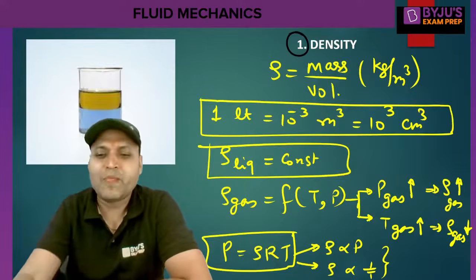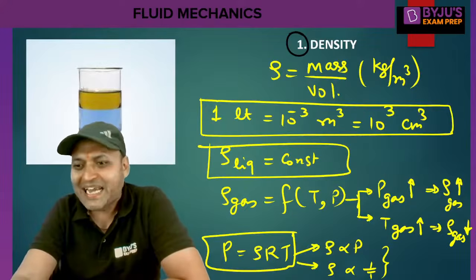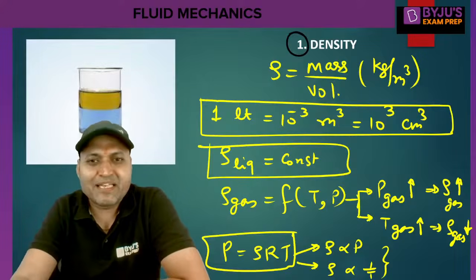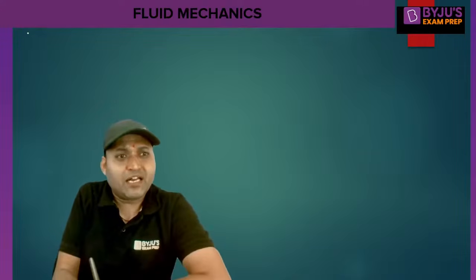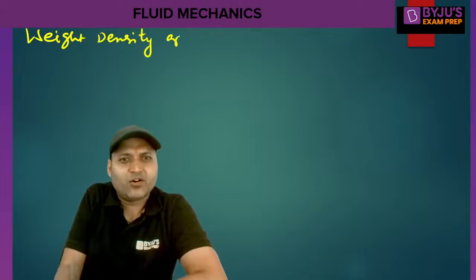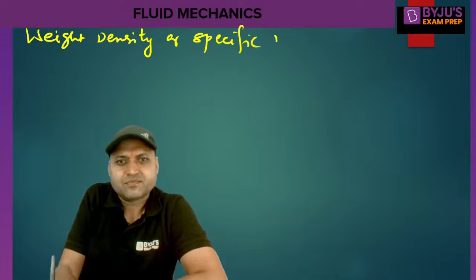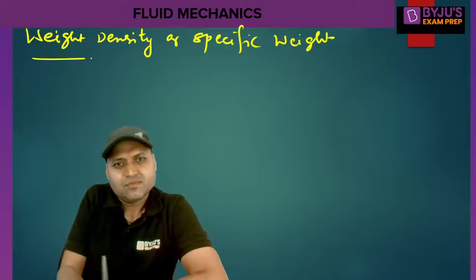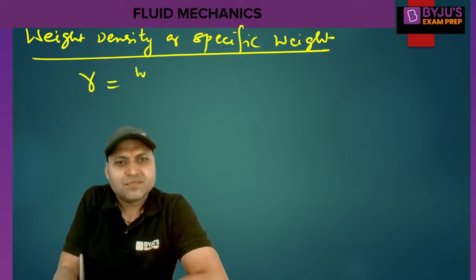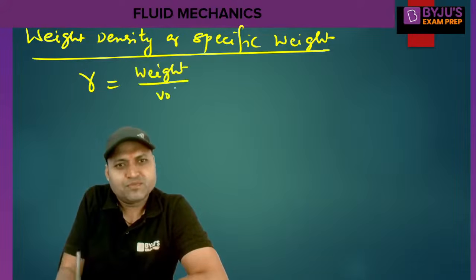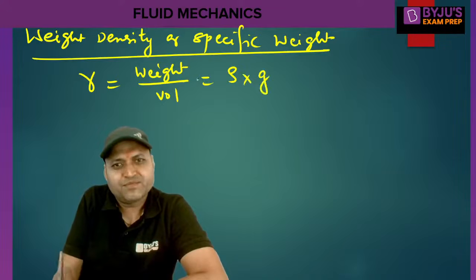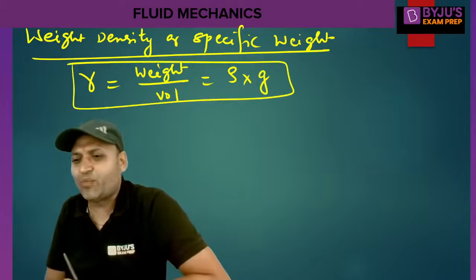Density is mass per unit volume. Another property is weight density, and the next property is specific gravity or relative density. What is weight density or specific weight? That is denoted with gamma. That is weight per unit volume, or we can write it as rho into g. That is weight density, rho multiplied by g.